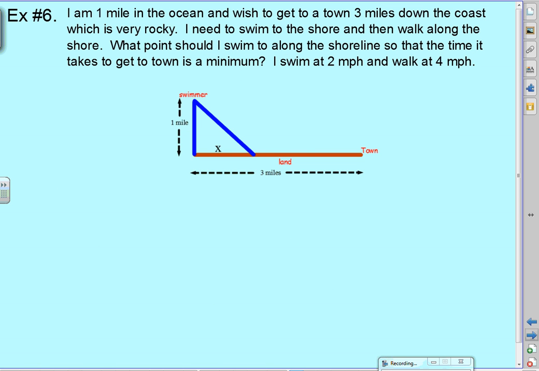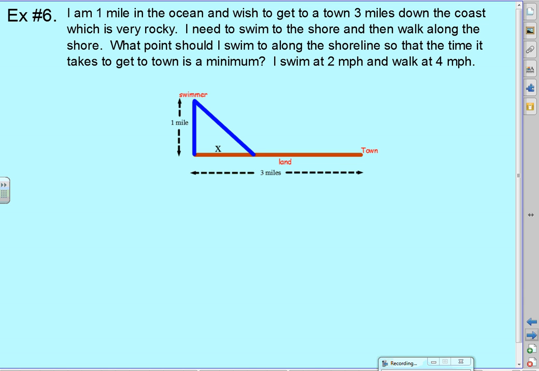All right, let's try another problem. These are definitely kind of fun problems and somewhat practical, I guess. It says I'm a mile out in the ocean, maybe that's not so practical, and wish to get to a town 3 miles down the coast, which is very rocky. I need to swim to the shore and then walk along the shore. What point should I swim to along the shoreline so that the time it takes to get to town is at a minimum? And we also know that I can swim at 2 miles per hour and walk at 4 miles per hour. So I'm walking twice as fast as what I'm swimming.